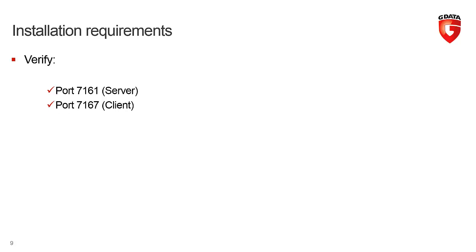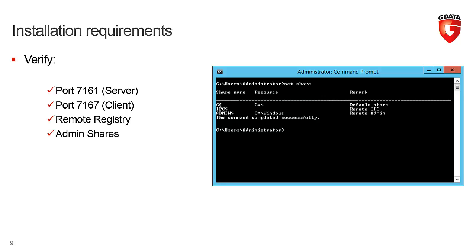Furthermore, the client's remote registry service must be running at least for the time of the installation. Administrative shares must also be available on the clients. C$ and admin$ must be present. You can check this using the command line window and issuing the command net share.